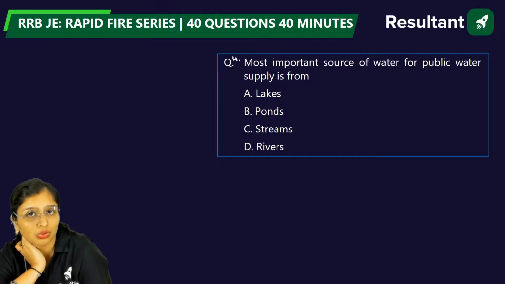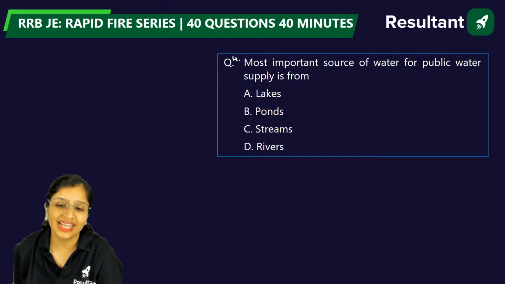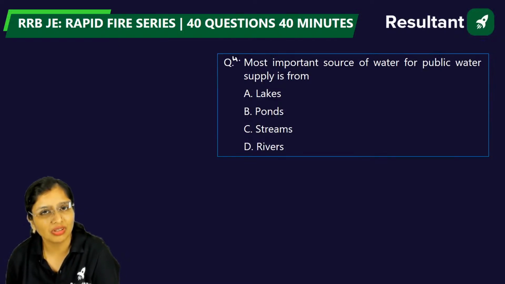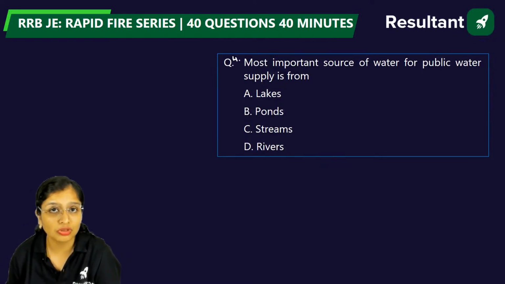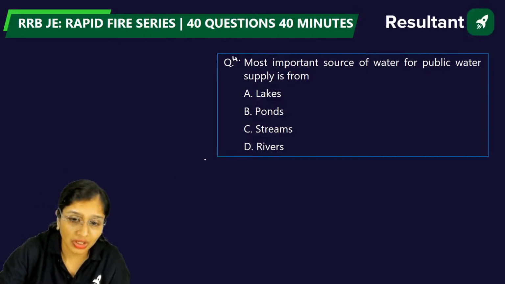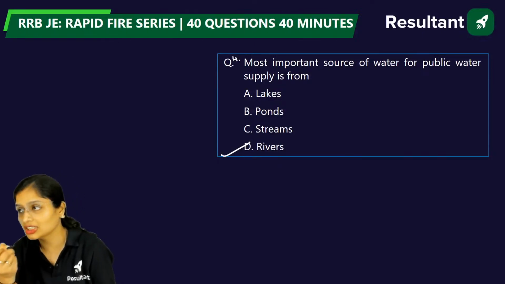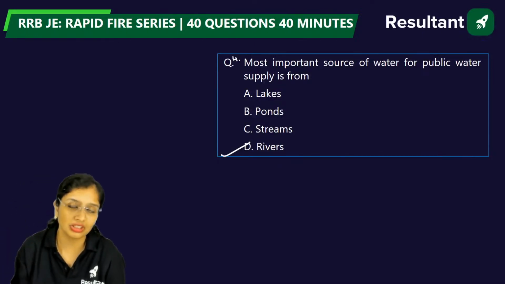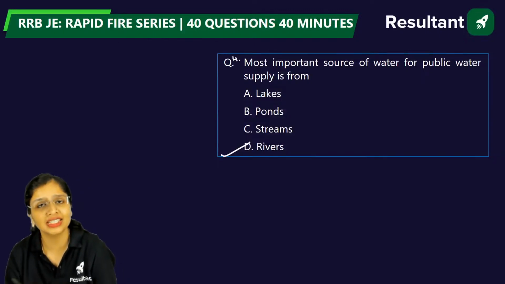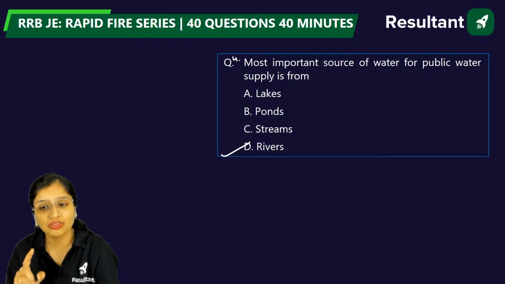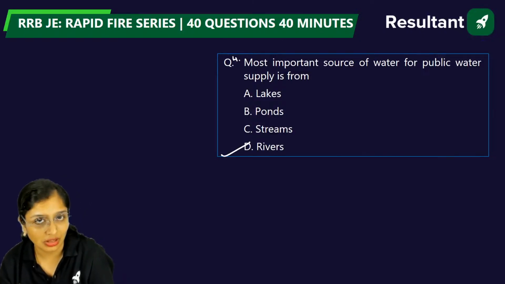Lakes have stagnated water. Ponds and streams will also give you water, but in terms of discharge, river water is the water which will give you proper discharge. If perennial rivers are there, whether it is the dry season, winter, summer or monsoon, any season, it will be able to supply you water at a constant rate. So river is the important source for public water supply.